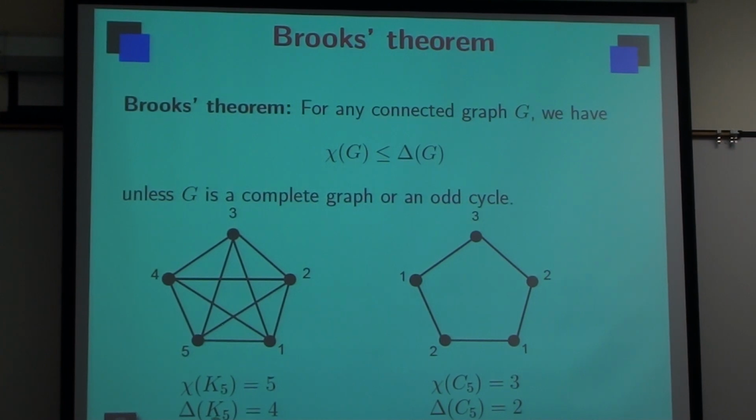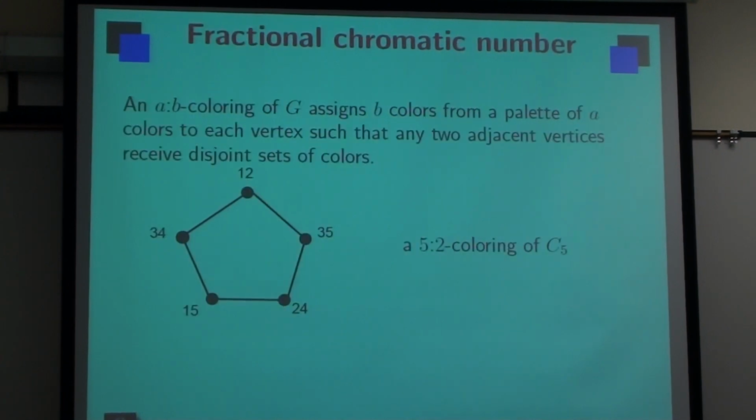In this case, if you consider the maximum degree, each vertex has the same degree, so they all have 4 edges associated with each vertex. So the maximum degree in this graph is 4, and the maximum degree of C5 is 2. So the theorem's bound is not satisfied, but those are the only exceptions. That's Brooks' theorem.